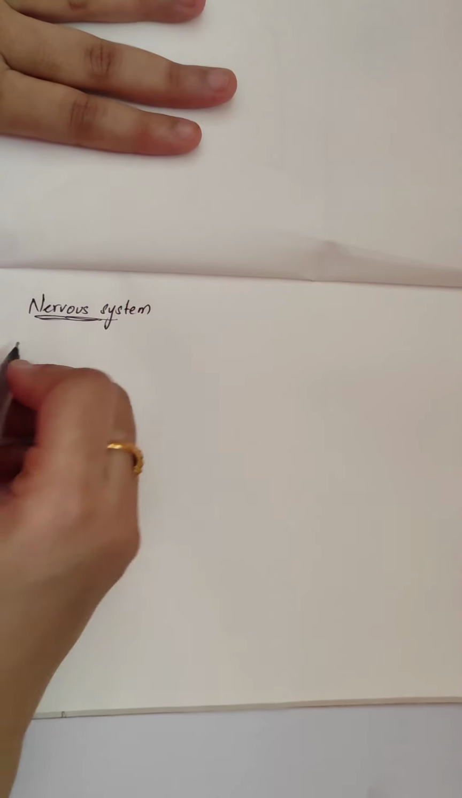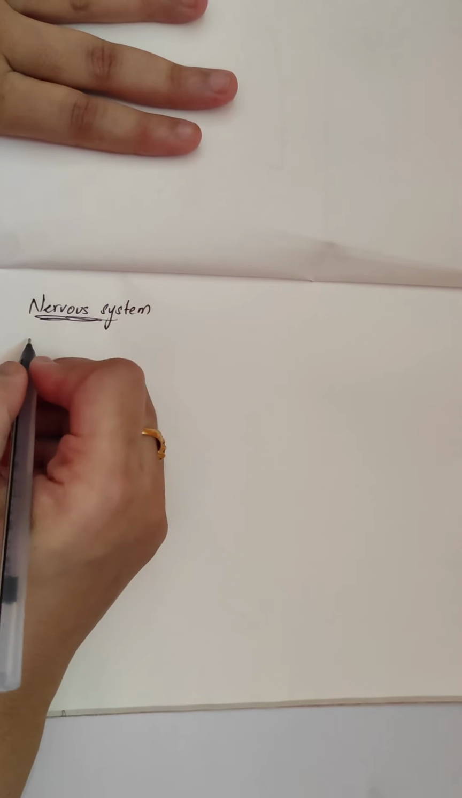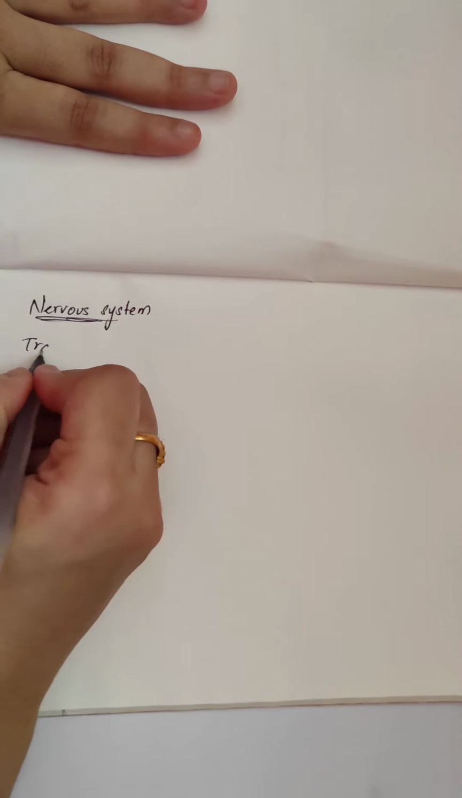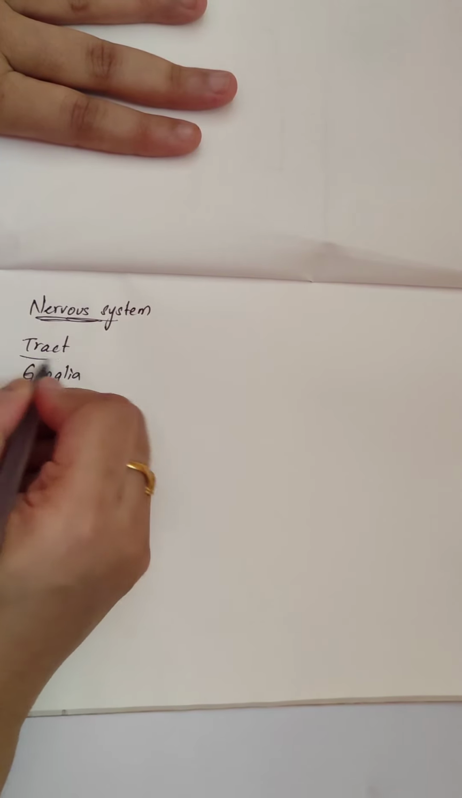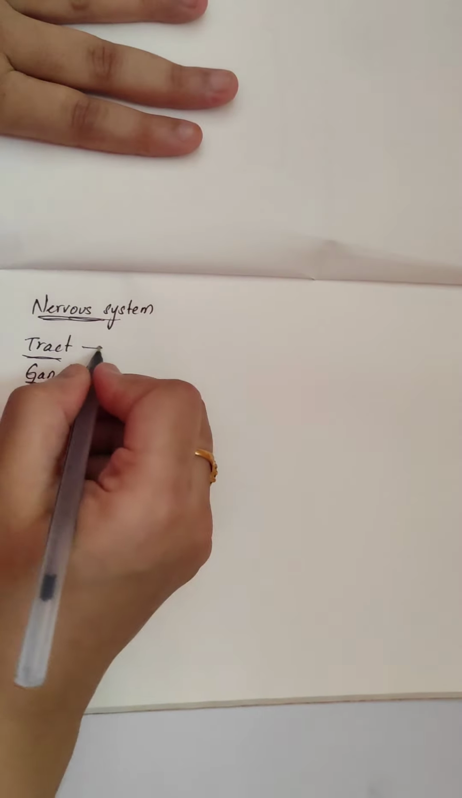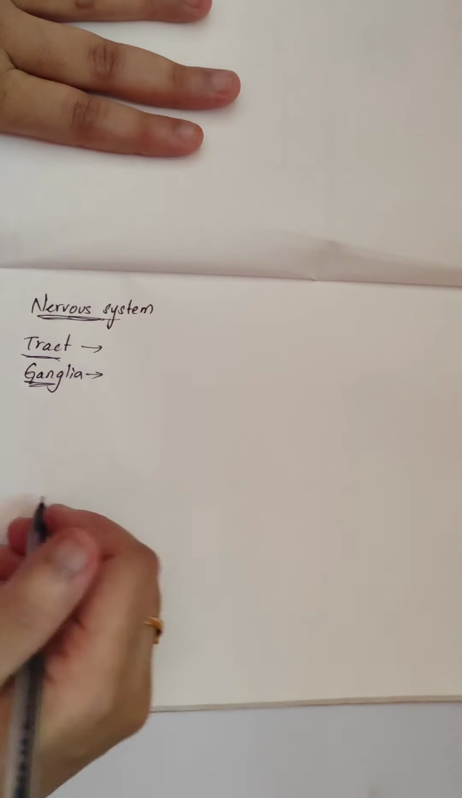Hi, today we are going to discuss one of the most complex topics, the nervous system. In this nervous system, coming to the point, I'm going to discuss the terms tract and ganglia. Most people are confused with these two terms, even me, obviously.